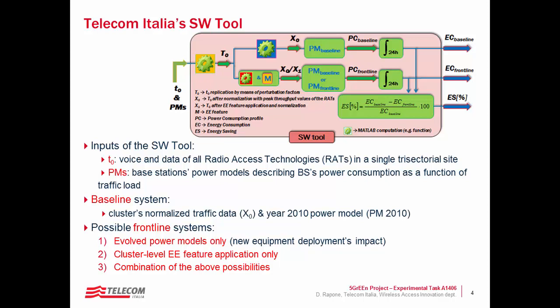cluster and the power model for the year 2010, and for different frontline systems in which we can consider the evolution of network equipment only, or consider the effect of a cluster-level energy efficiency feature application only, or a system in which the above possibilities are jointly taken into account.